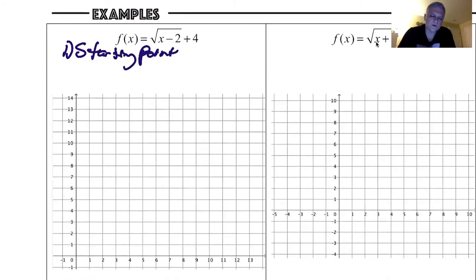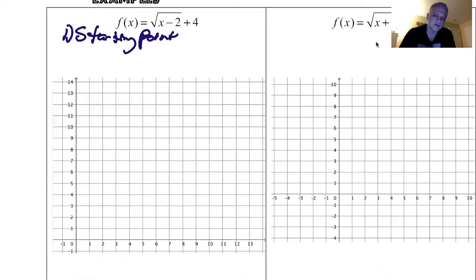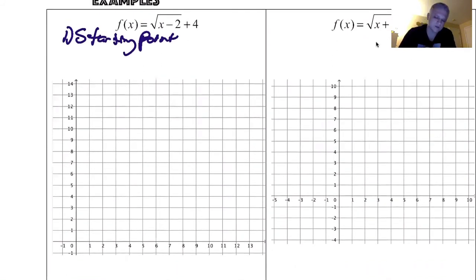My starting point, again, look for the pluses and minuses inside and then after my radical. So -2 means 2 to the right, +4 means 4 up, okay? Because the -2 is inside the square root symbol with the x. So we go 2 to the right and 4 up. That is my starting point.